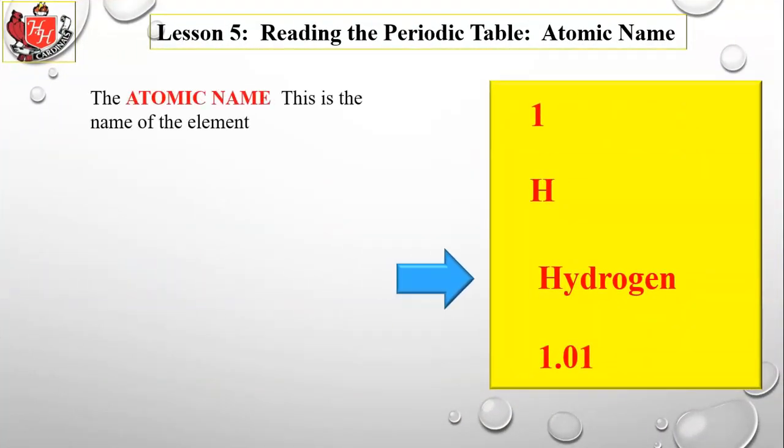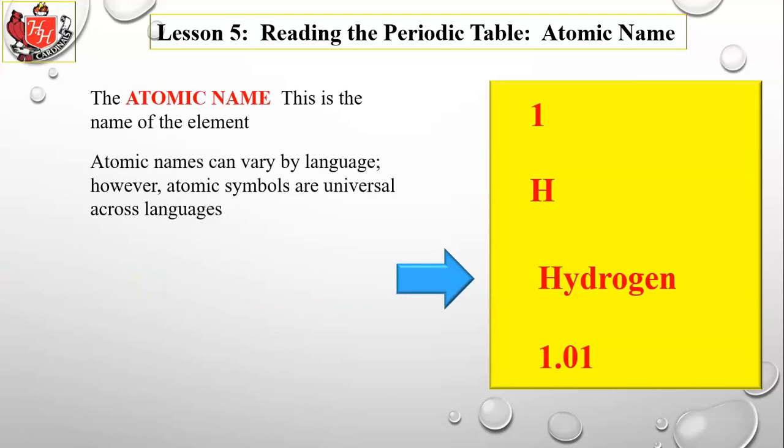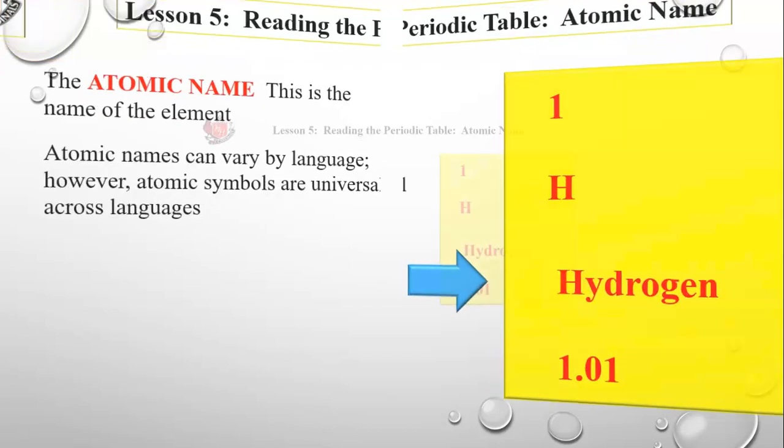The atomic name, this is the name of the element. Atomic names can vary by language. However, the atomic symbols are universal across languages.